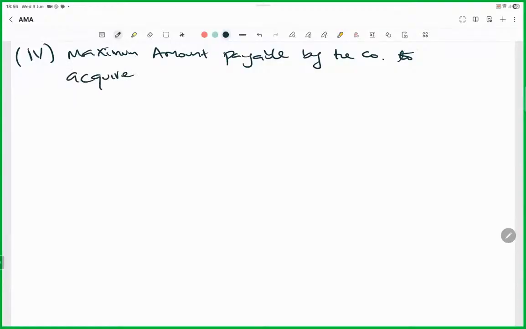To acquire perfect information. So this is what we call EVPI, expected value of perfect information.